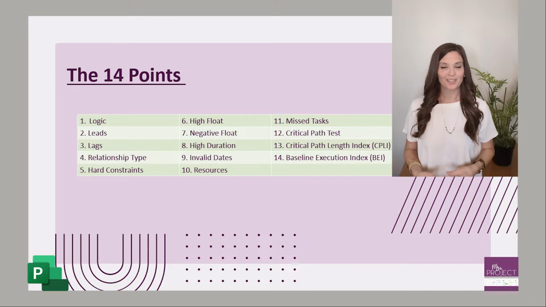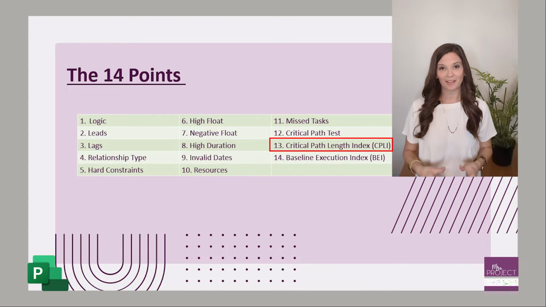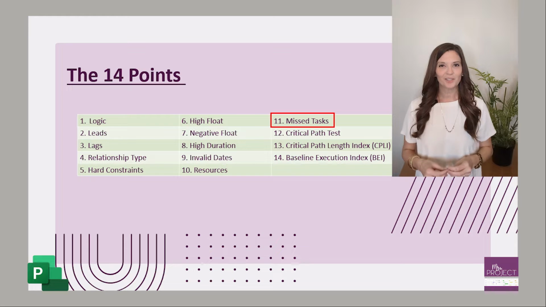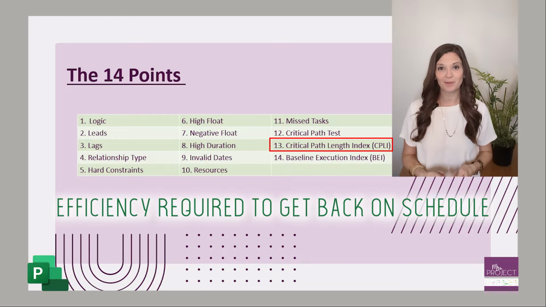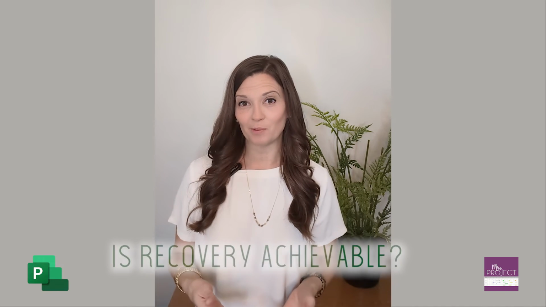So another health metric is your critical path length index, CPLI. Now, while missed tasks looked retrospectively and tells you if your schedule is falling behind, CPLI is going to tell you how efficient you need to be to get back on track. And it'll also give you a warning if it's unachievable or not.